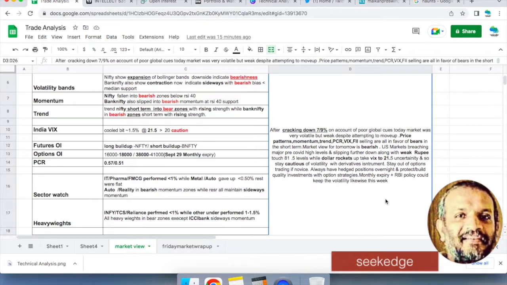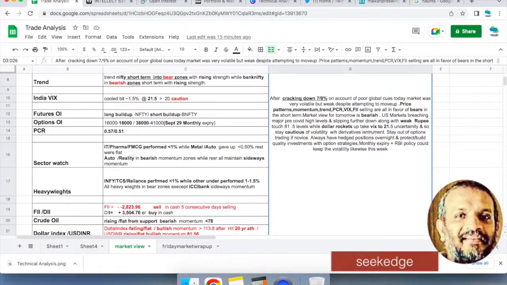But if you already have positions, make sure they're hedged overnight, because overnight risk can always wipe out your capital. A big crash can wipe out the entire capital in the pre-market itself. So stay cautious and play safe.